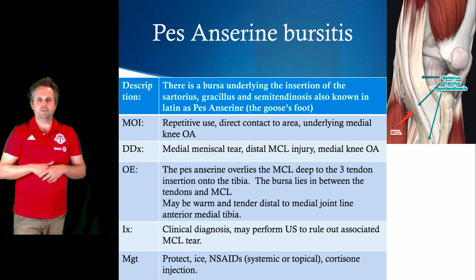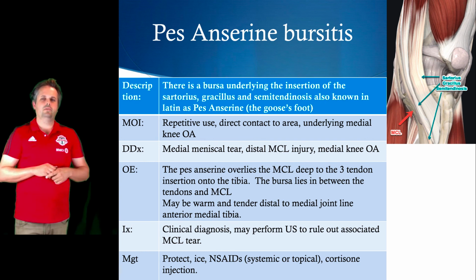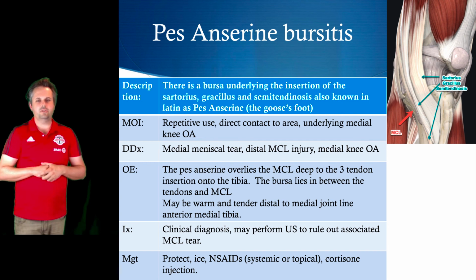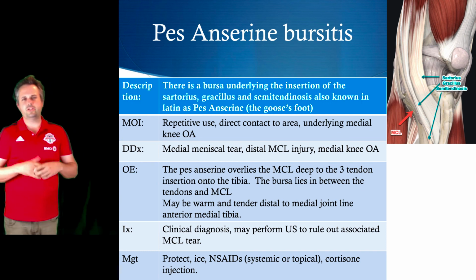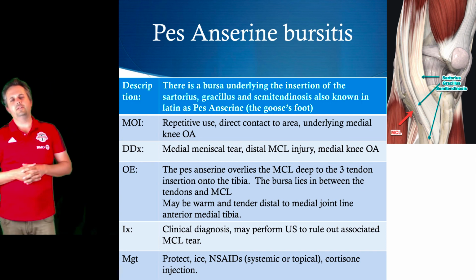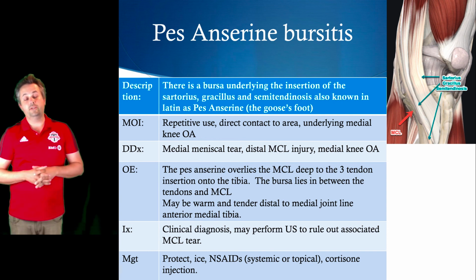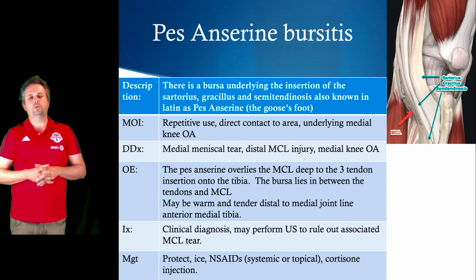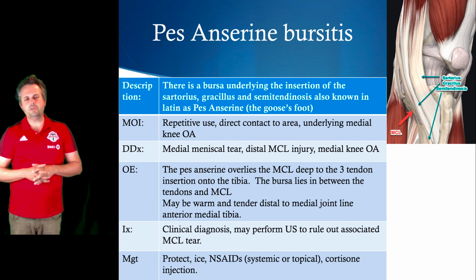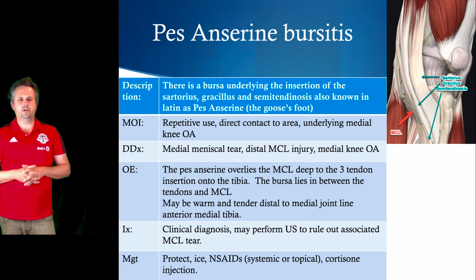Pes Anserine bursitis. This is a bursa that is underlying the semitendinosus, gracilis, and sartorius tendons, which directly overlie the medial ligament. It's not uncommon for patients with osteoarthritis to develop this spontaneously, and they can get quite a bit of relief with either topical anti-inflammatories, oral anti-inflammatories, or even a direct cortisone injection to that bursa. Sometimes you get it as a result of a direct injury to the area as well.